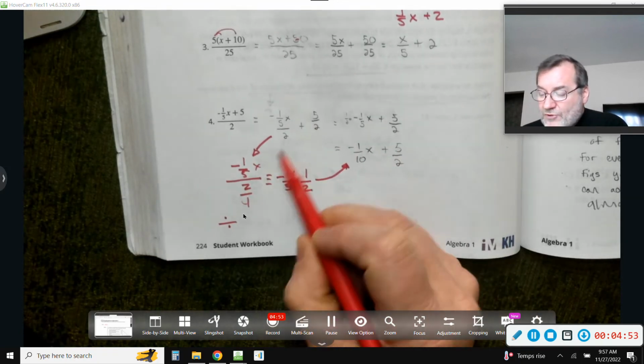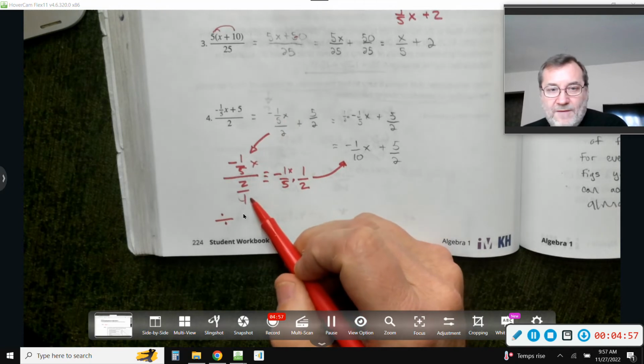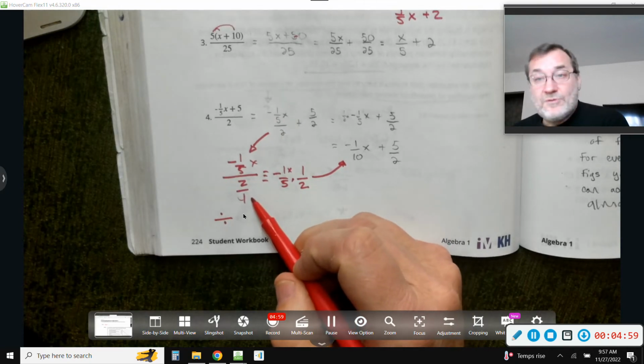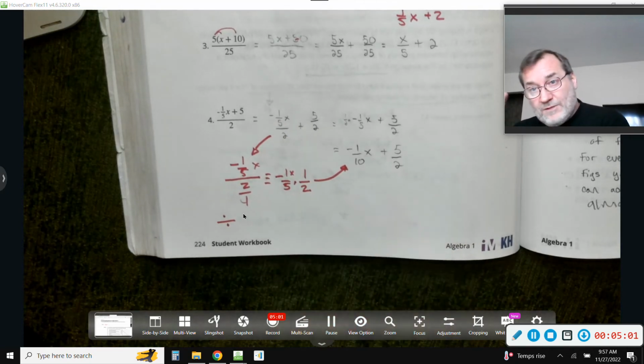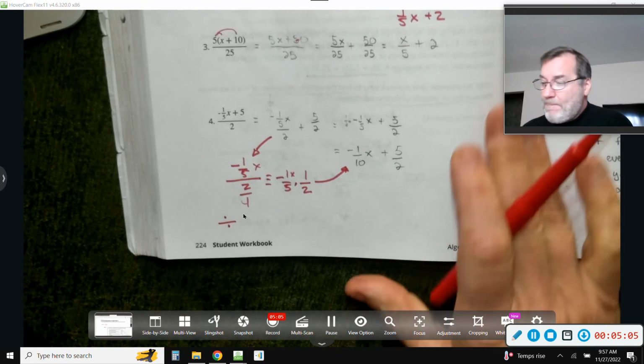So remember that little trick. Whenever you have a fraction divided by a number, restate it as a fraction, and then just treat it like you've always treated dividing by fractions. Reciprocal, and then multiply. Okay.